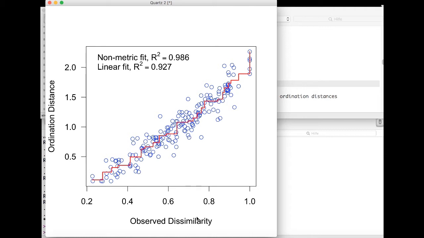So the dissimilarity between the sites, that would be between distances of two sites in the raw data and the distances that have been mapped in the ordination space. So we see that there's a fairly good relationship between both, although there is obviously some scatter.